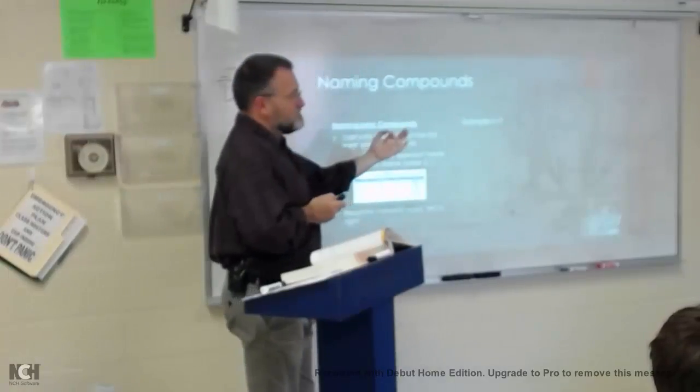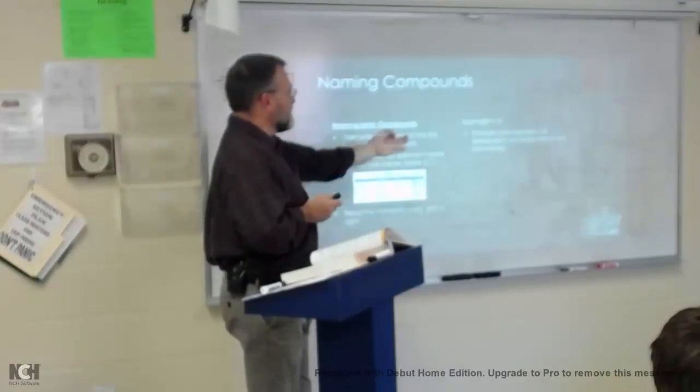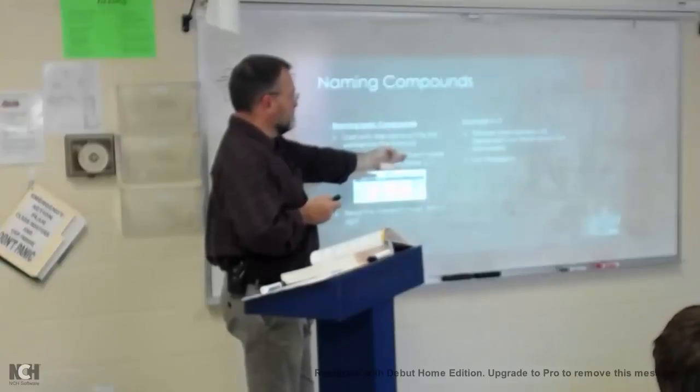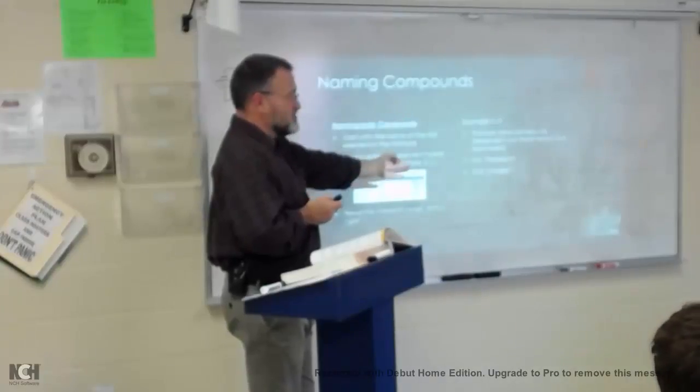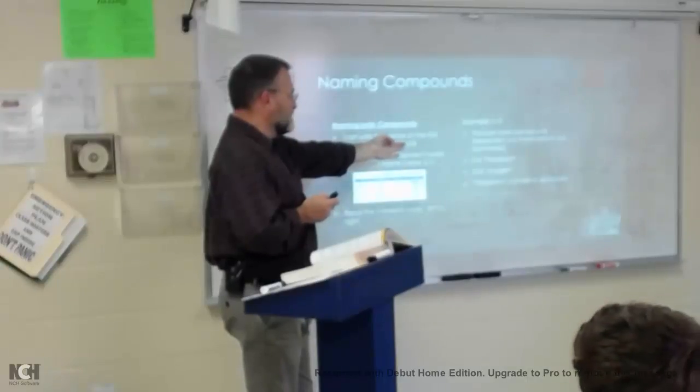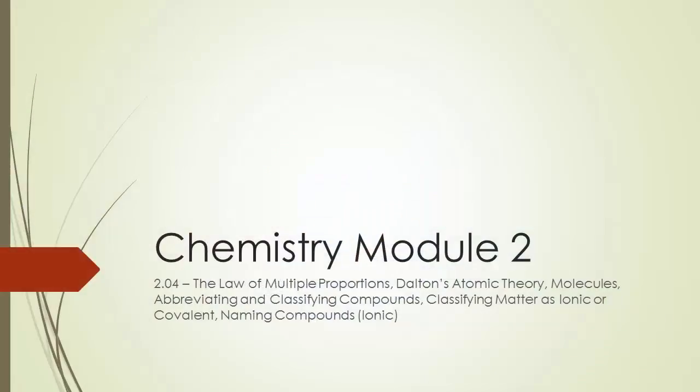What's its name? Start with the metal. Potassium. The nonmetal is oxygen. It gets its ide name, oxide. So K2O is potassium oxide.